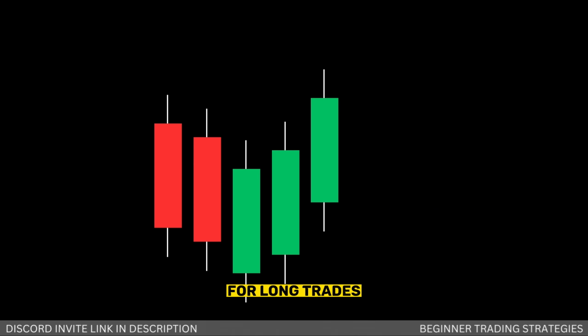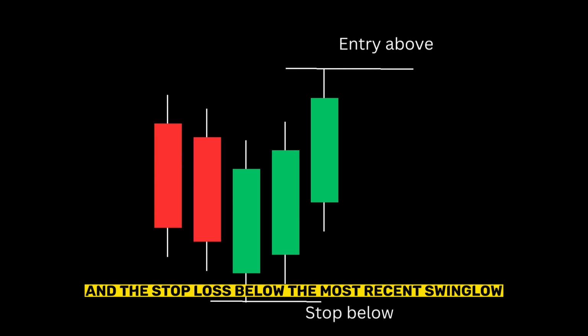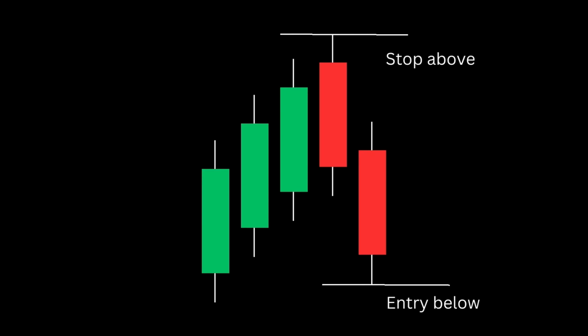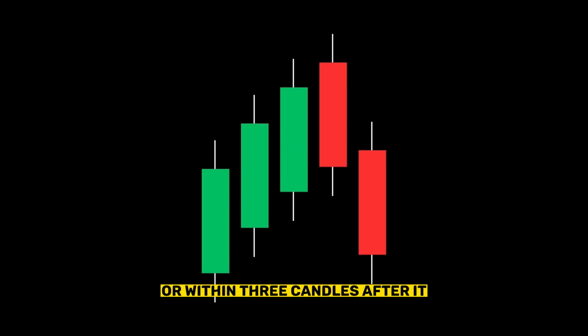For long trades, the entry will be above the signal candle and the stop loss below the most recent swing low. And vice versa for the short trades. Entry will be below the signal candle and the stop loss above the recent swing high. The trade must be triggered on the signal candle or within 3 candles after it. If it is still not triggered after that, the signal becomes invalid and we wait for another one.